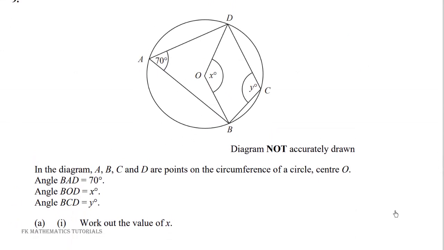In the diagram, A, B, C, and D are points on the circumference of a circle center O. Angle BAD is 70 degrees, angle BOD is X degrees, angle BCD is Y degrees. Work out the value of X.